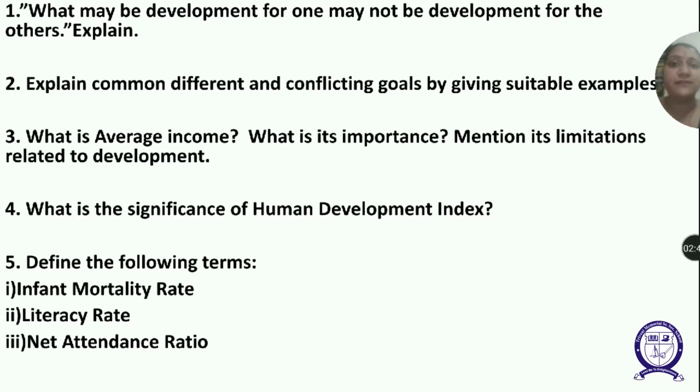Second, different goals. Different goals means development or progress does not mean the same thing for every individual. People seek things that are most important for them. For example, development for a farmer may be better irrigation facility. For an unemployed youth, it may be better employment opportunities. Everyone in the world has a different aspect of their life, so they have a different goal. And third is conflicting goals.